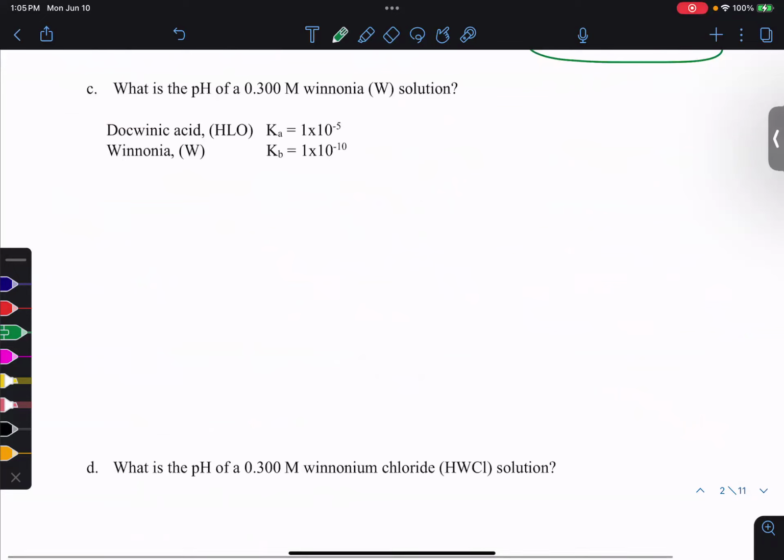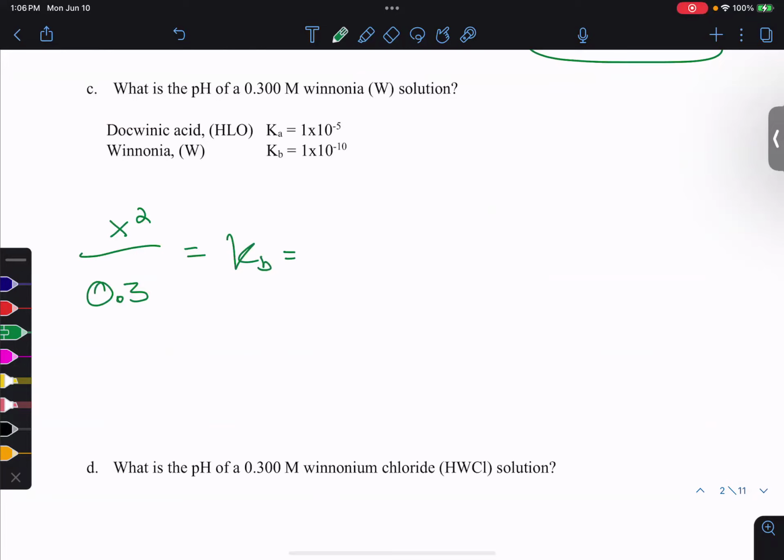Okay. Keep going. What is the pH of a winonia solution? That's a base. Did I give you the Kb of winonia? I did. So simply x squared over 0.3 equals Kb, and I give you Kb, 1 times 10 to the negative 10. Perfect. Solve for x. 1e negative 10 times 0.3, take the square root of that. I get x is 5.48 times 10 to the negative 6. Molarity of what? OH minus, yes, because we used Kb.